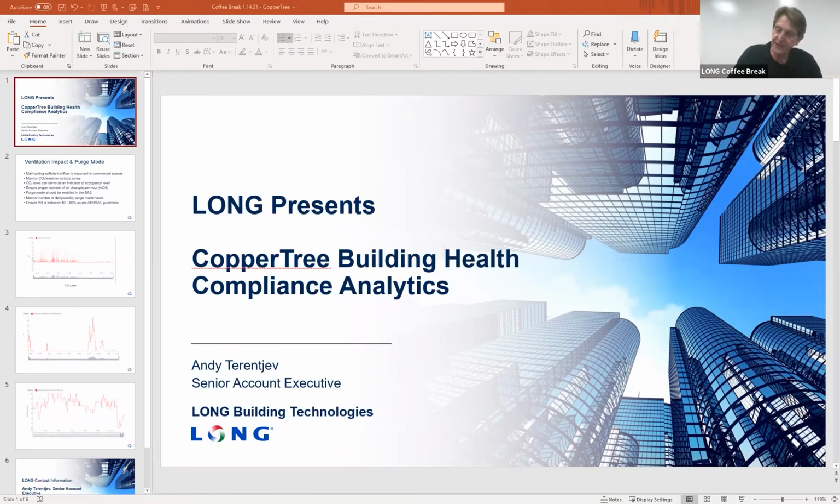Our session for today is using analytics to improve indoor air quality. As some of you may know, analytics has been largely used to reduce energy costs, improve labor efficiencies, and increase equipment lifetime. But in today's environment, analytics can be used to meet health compliance guidelines, giving occupants additional safety and confidence as they enter their buildings.